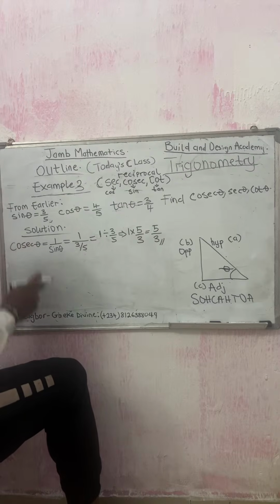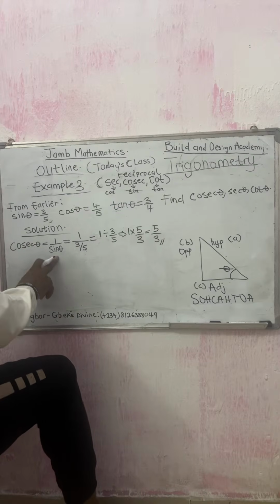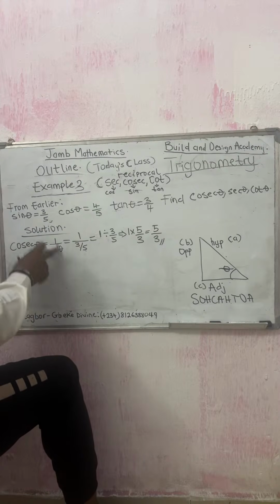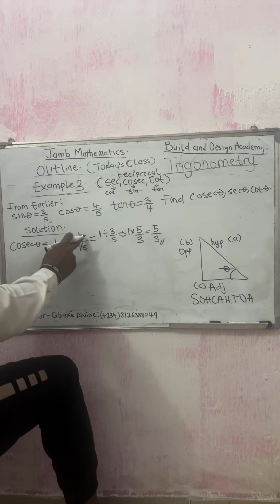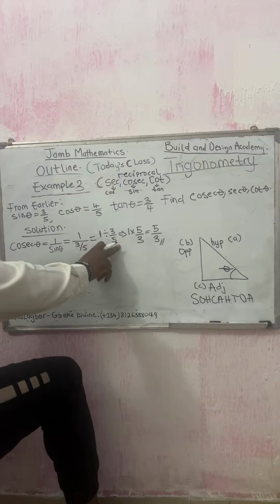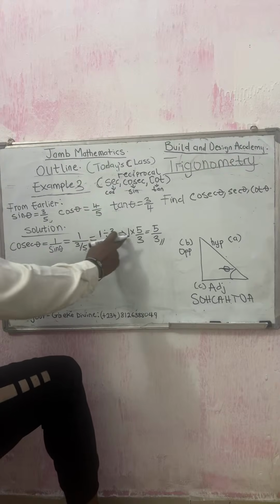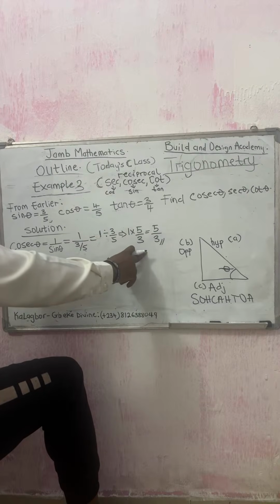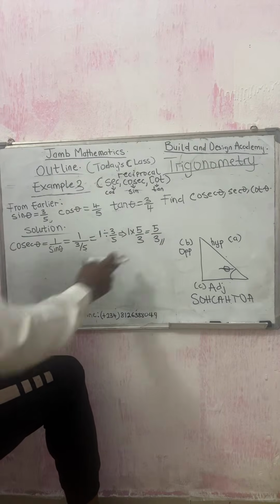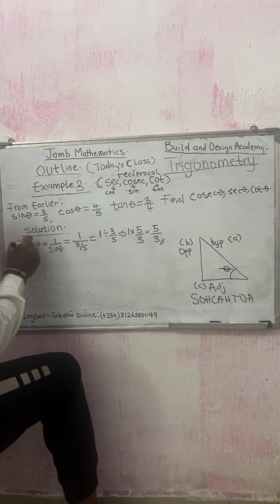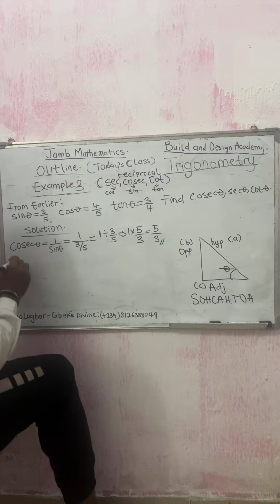The inverse of sine theta is cosec, and we have sine theta as 3/5. So it will now be 1/(3/5), which is the same thing as 1 divided by 3/5. To remove this division sign, you flip it. So it will now be 1 times 5/3, which will give us 5/3. 1 times any number will give us that number. So let's go. We have gotten cosec. They say we should find sec theta.